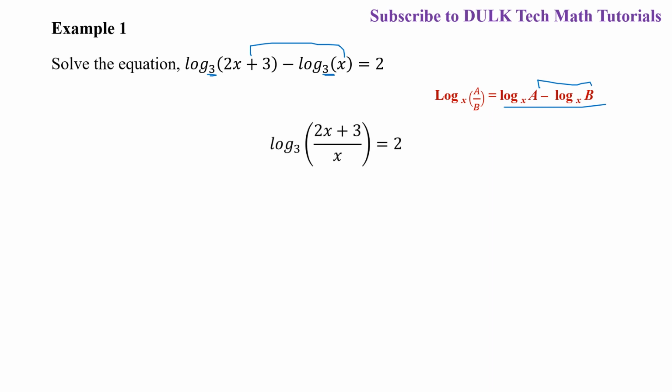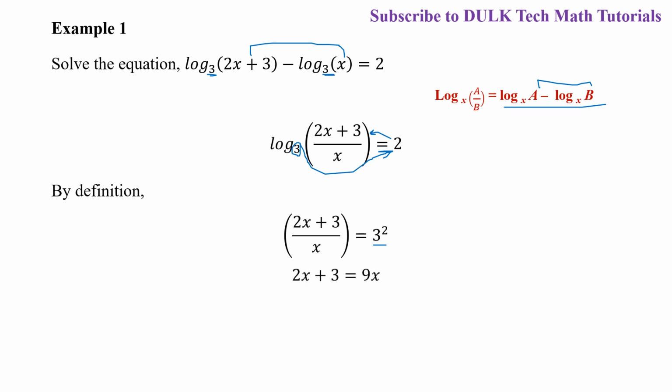Now that I have a single logarithm on the left-hand side and a single number on the right-hand side, according to the definition of logarithms, this base 3 to the power 2 will give me this fraction in the brackets, like this. So we can simplify 9. This 3 to the power 2 gives us 9. Then, multiplying both sides by x, we find 2x plus 3 is equal to 9x, like this.